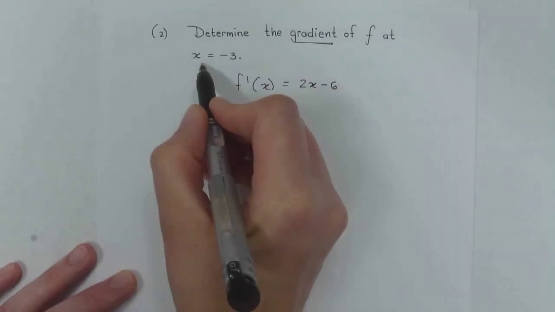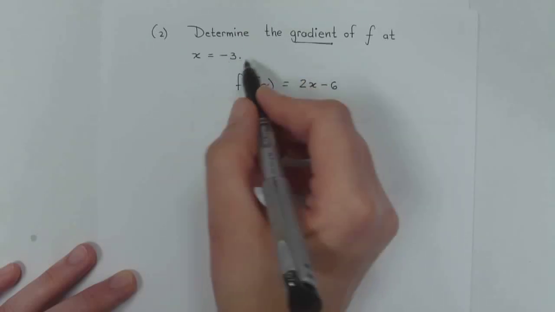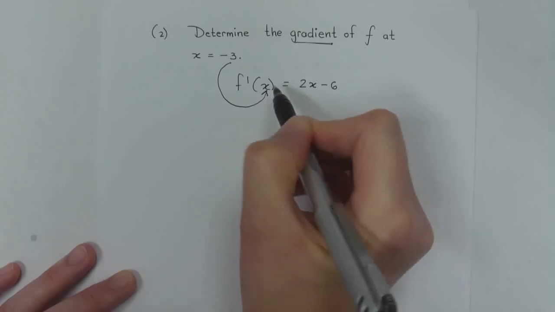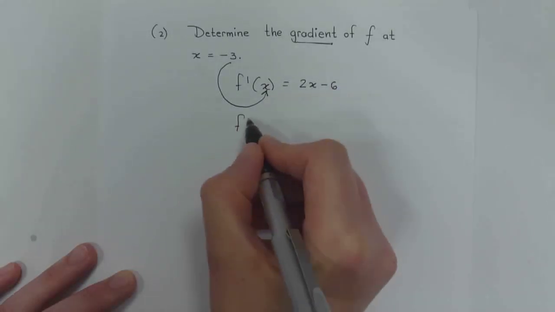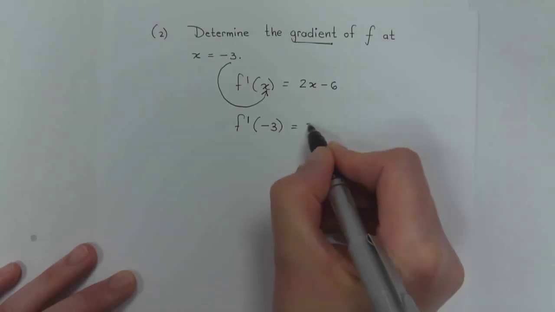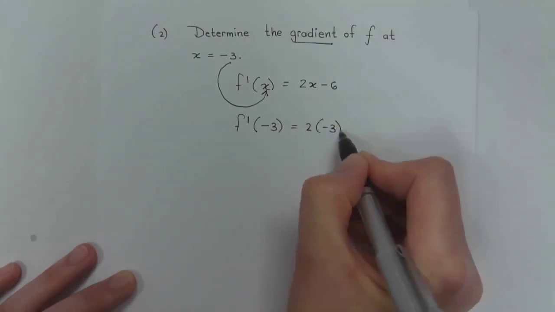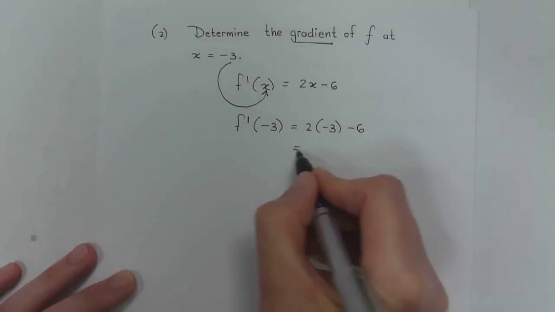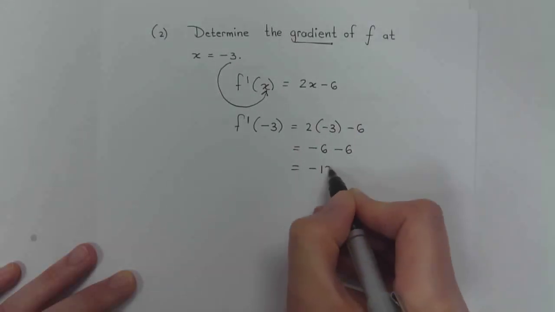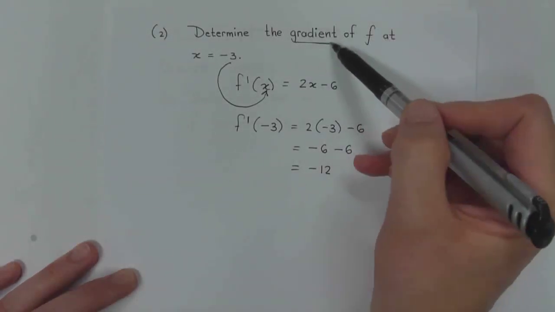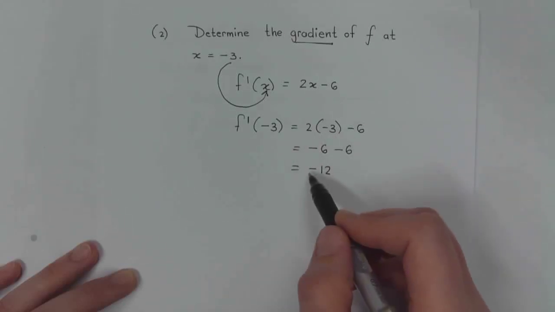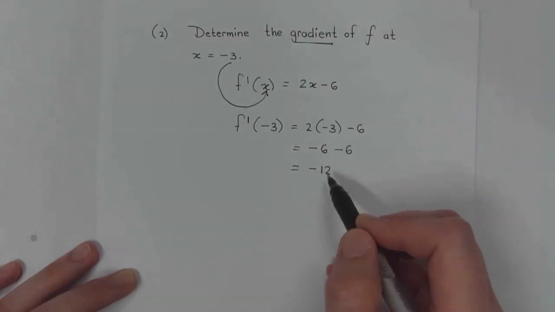But they want to know the derivative where x is equal to negative 3, which simply involves a substitution. So if I go and I say the first derivative where x is equal to negative 3 is then equal to 2 times negative 3 minus 6, which is then equal to negative 6 minus 6, which is equal to negative 12. So that answers the question, determine the gradient of f where x is equal to negative 3, and the gradient of f where x is equal to negative 3 is negative 12.